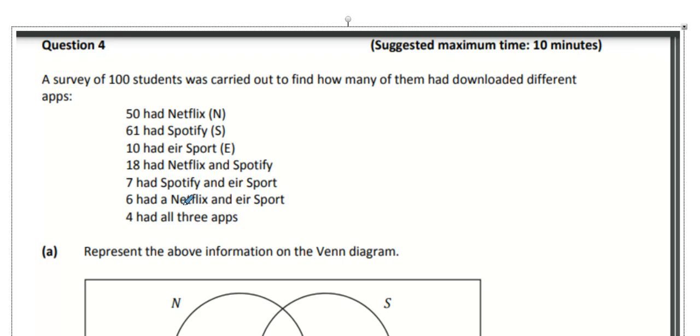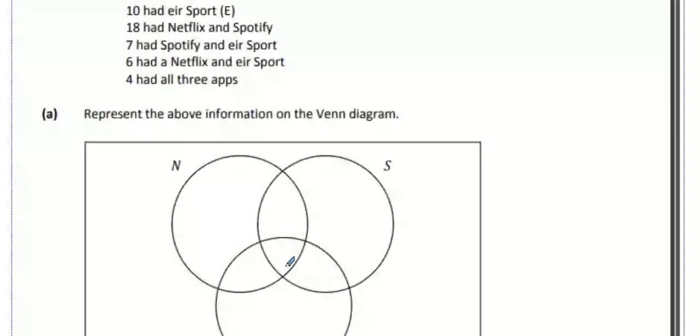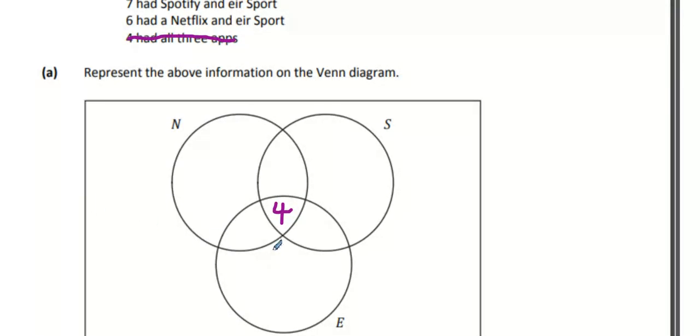Start in the middle. 4 had all 3 apps, so where should I put that number 4? Dead center, yeah? Okay. 4 had all 3 apps. 6 had Netflix and Air Sport. So what do I need to do there? Do I put 6 here? 2. Yeah, I have to put 2 in because it's 4 plus 2.